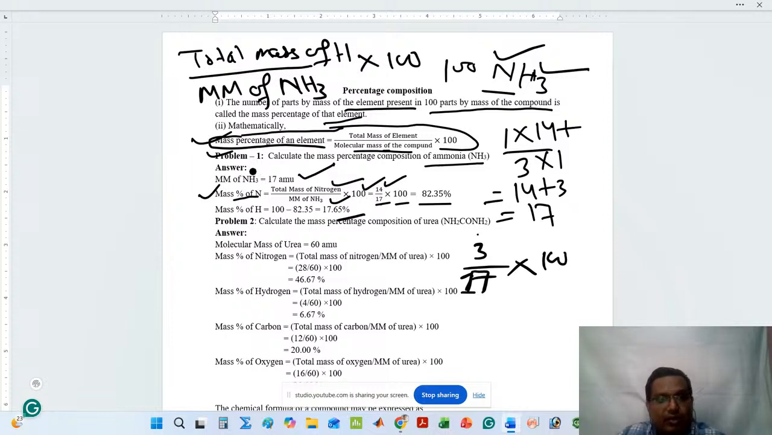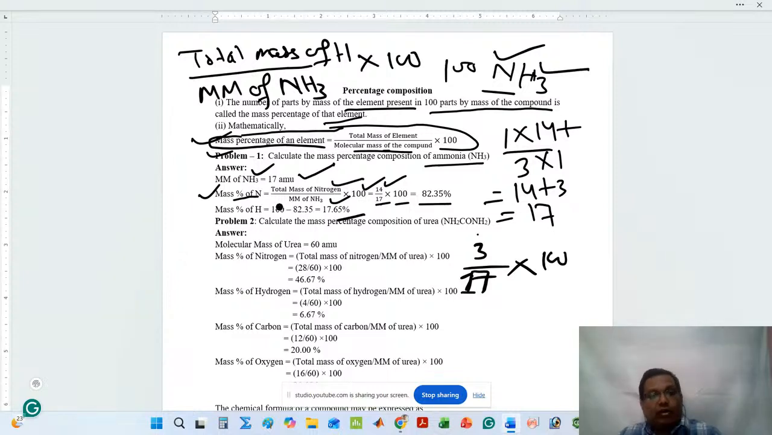Since in ammonia, two types of atom are present: one is nitrogen, another is hydrogen. So here we can find the percentage composition of nitrogen and percentage composition of hydrogen. Remember an important point: all the percentage compositions of every atom must be equal to 100 when they are added. That means the sum of percentage composition of each element is equal to 100.